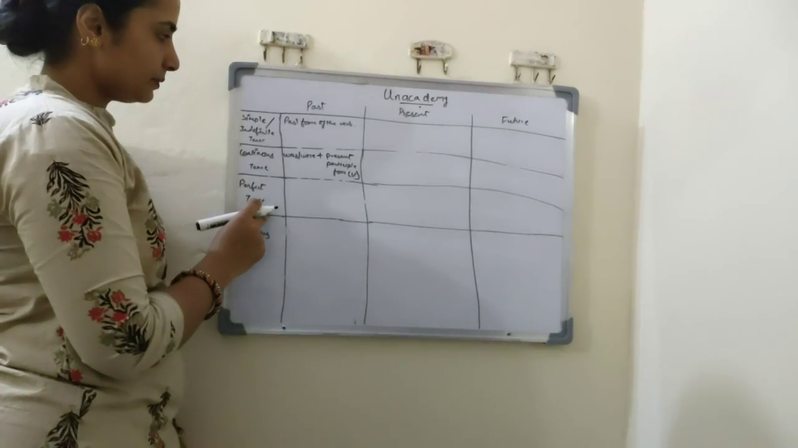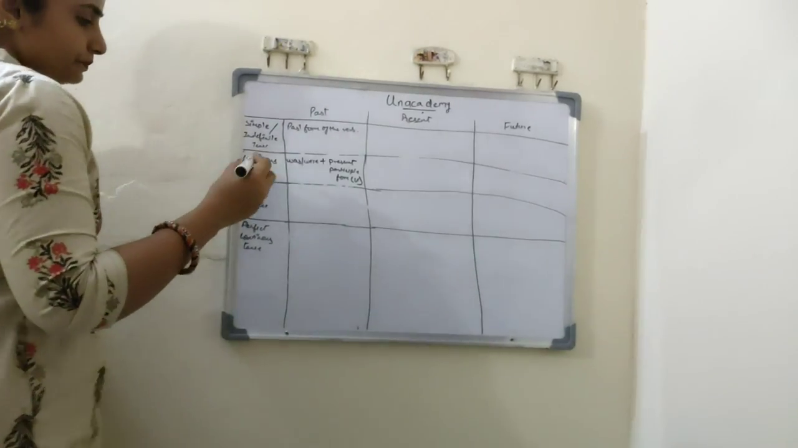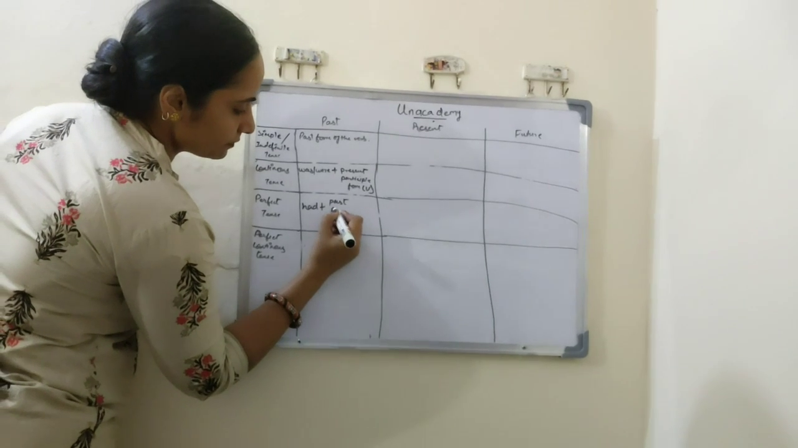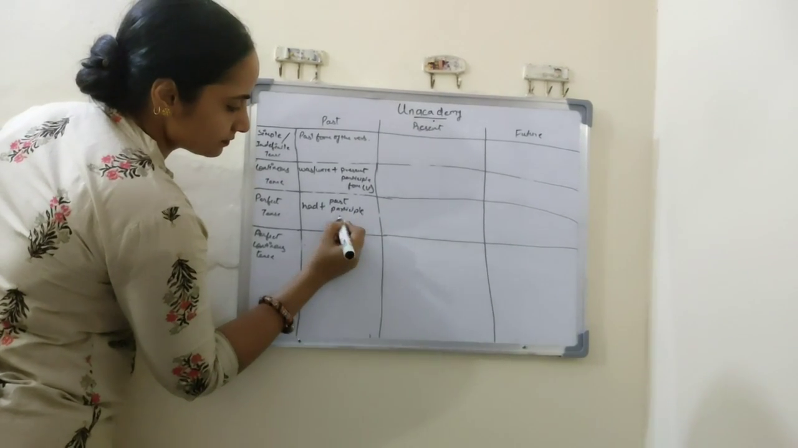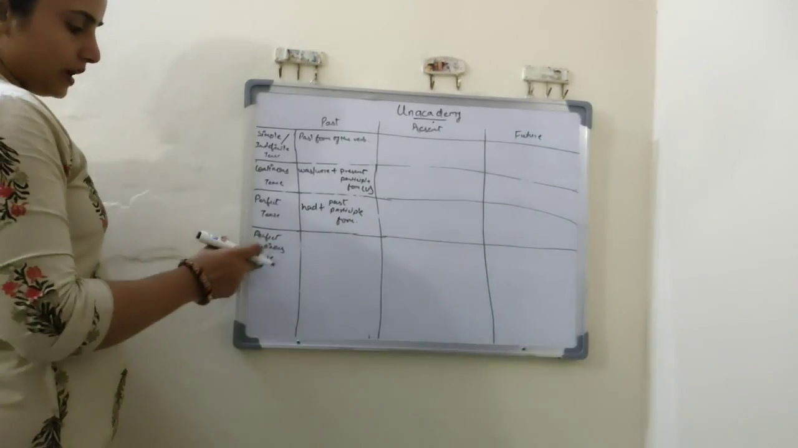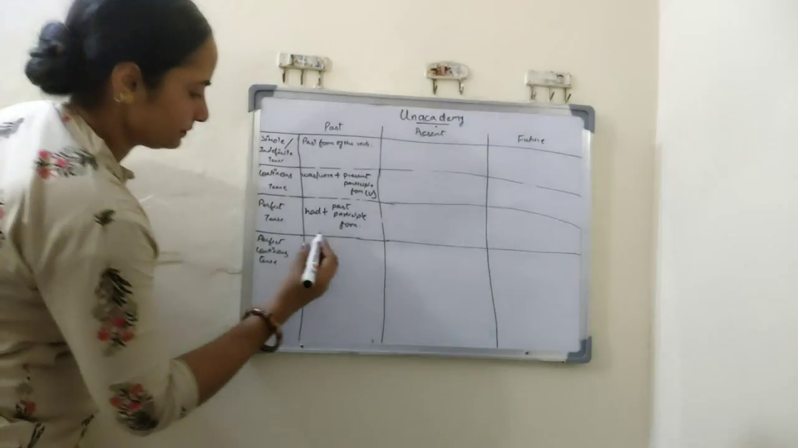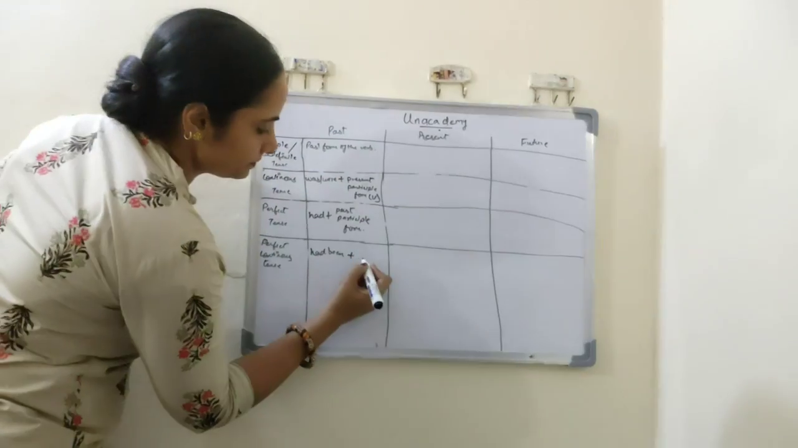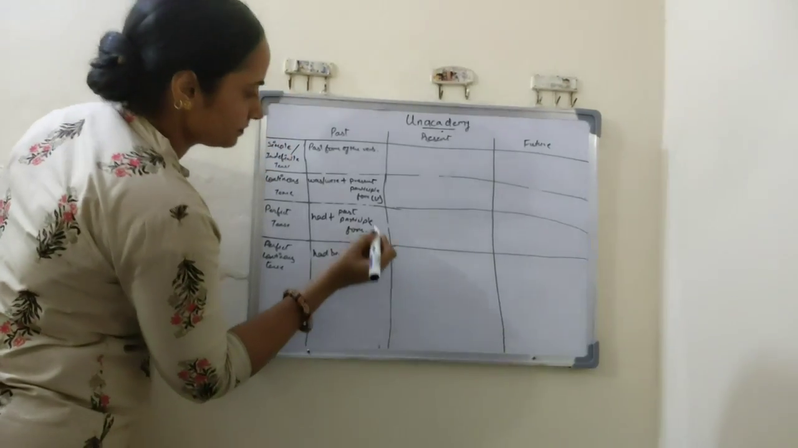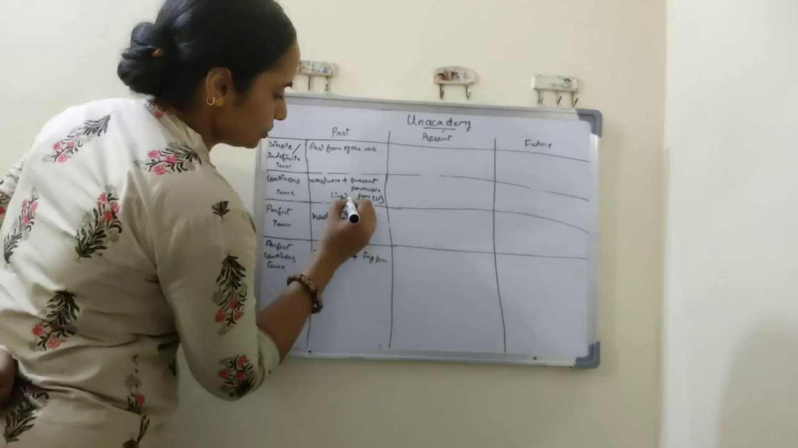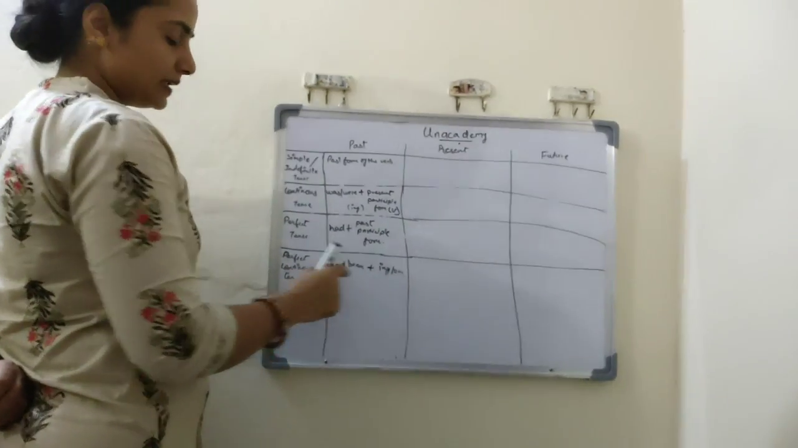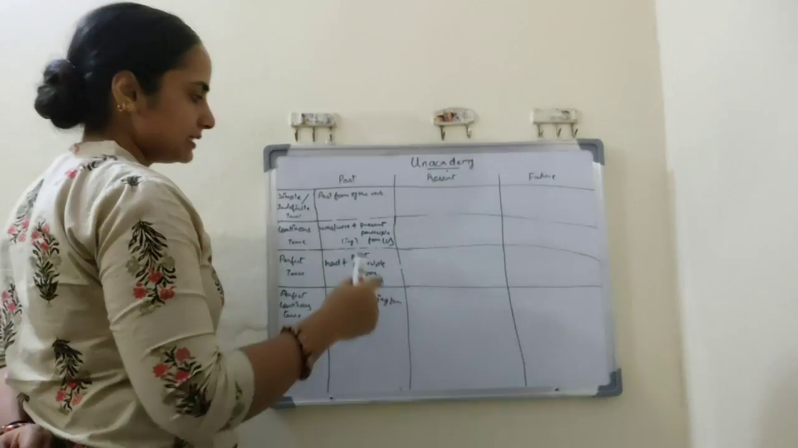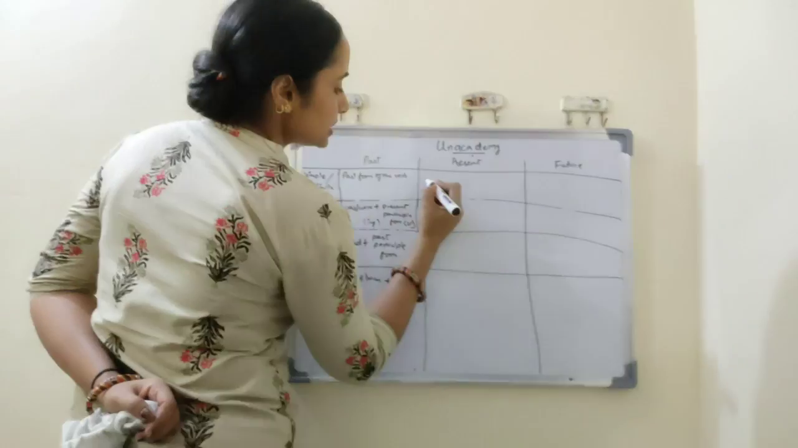Now, what will happen in the perfect tenses? Past perfect tense will be had plus the past participle form. Now in the past perfect continuous tense, it will be had been plus the ing form of the verb. Okay, now let's check with the present tense. In the present simple tense, it will be the base form of the verb.